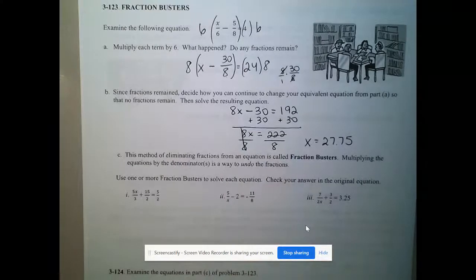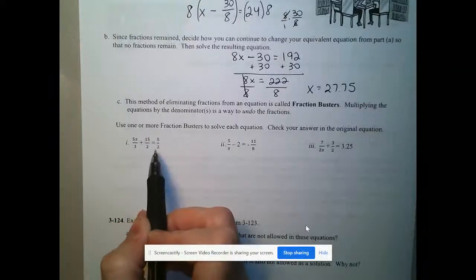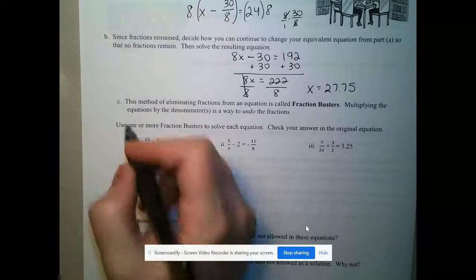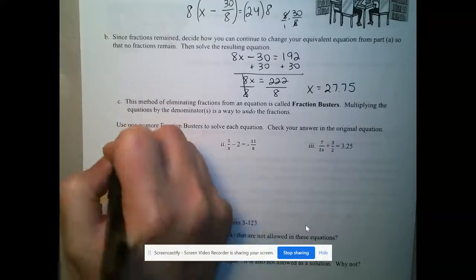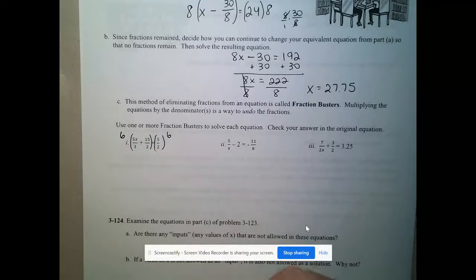So let's look at that in the next one. We have a 3 in the denominator, and we have some 2's in the denominator. Least common multiple of 3 and 2 is 6. So I'm going to multiply the whole left side by 6, and I'm going to multiply the whole right side by 6. Now, some of you are going to be able to see this very easily, and other people are going to need to write it out. I don't care which people you are, as long as you know which people you are.